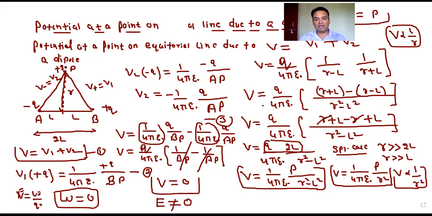So this is all about the potential on the axial line due to a dipole and potential on the equatorial line due to a dipole. So we have a next topic which is called the equipotential surface, but we will discuss the equipotential surface in our tomorrow lecture. How the equipotential surfaces are created and how they are helpful in physics. So we will discuss that in our next lecture.